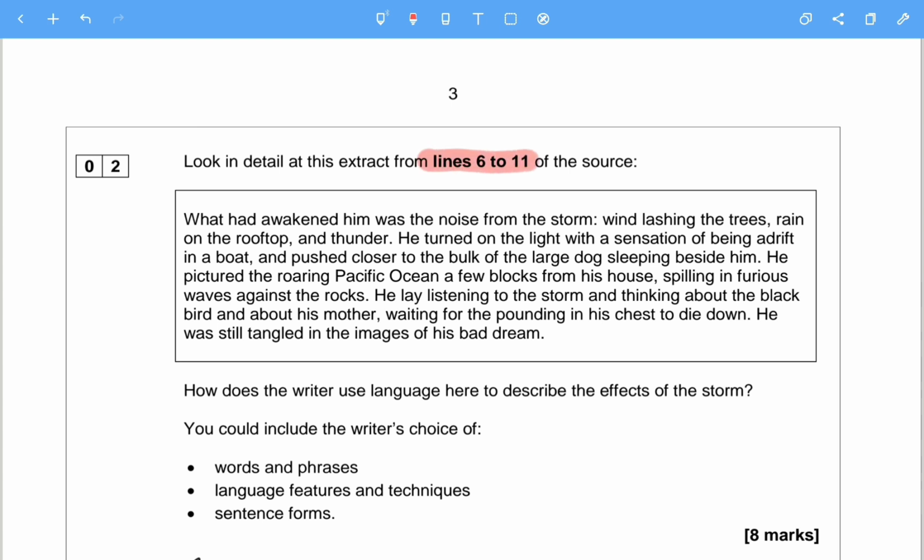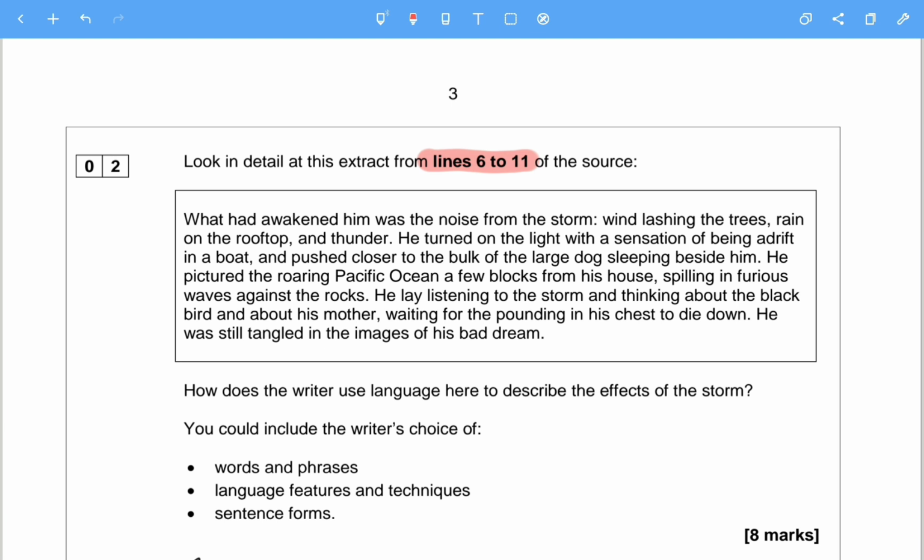So the exam board have provided us with the paragraph. So we will simply read it and annotate it for key language features. Now it reads, what had awakened him was the noise from the storm, wind lashing the trees, rain on the rooftop, and thunder. He turned on the light with a sensation of being adrift in a boat and pushed closer to the bulk of the large dog sleeping beside him.